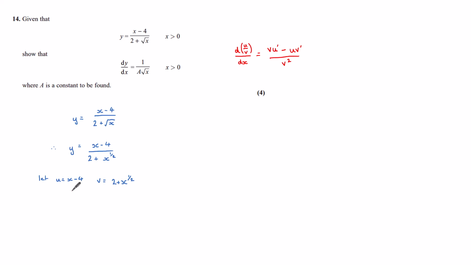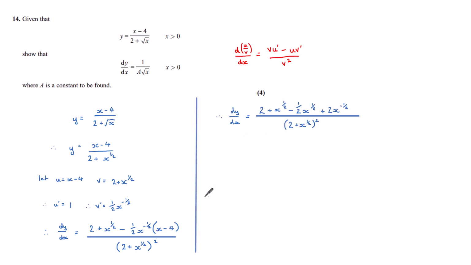Differentiating u first of all, to find u dash, x differentiates to 1, 4 is a constant, differentiates to 0, and differentiating v, 2 is a constant, differentiates to 0, multiplying by the power and then subtracting 1 from the power, x to the half differentiates to half x to the power minus a half. Substituting these values into my quotient rule gives me dy by dx is equal to v u dash, 2 plus x to the power of a half, minus u v dash, so that's half x to the minus a half times x minus 4, all over v squared.